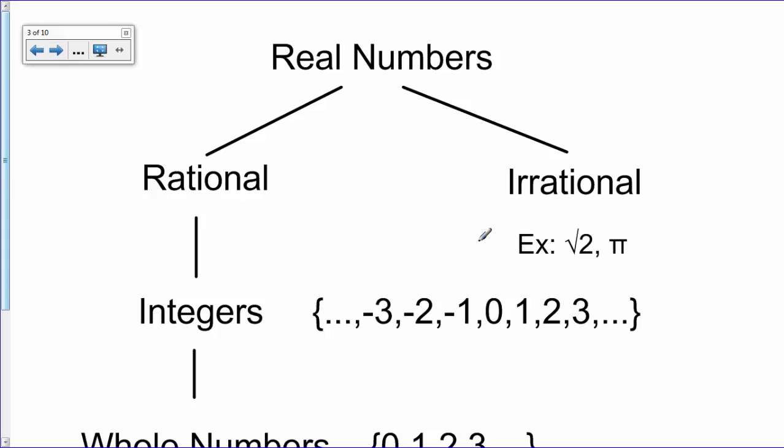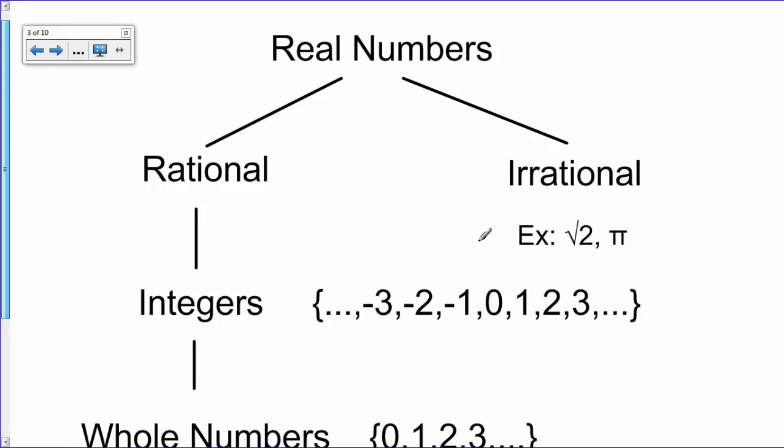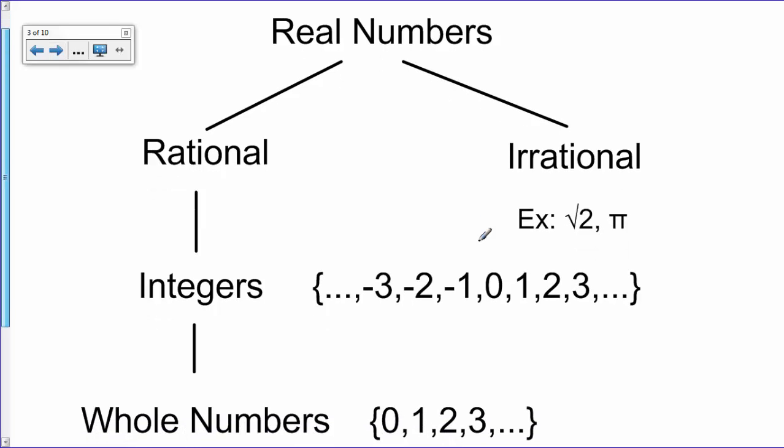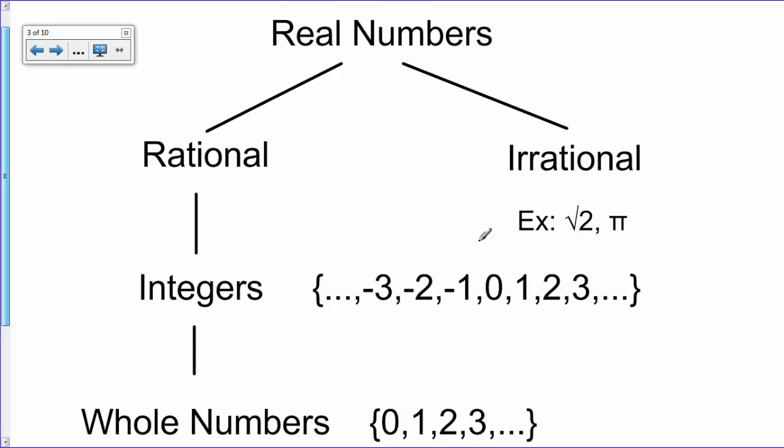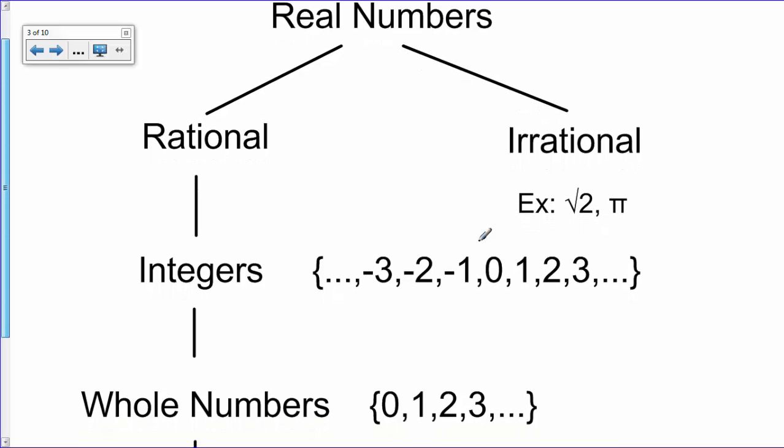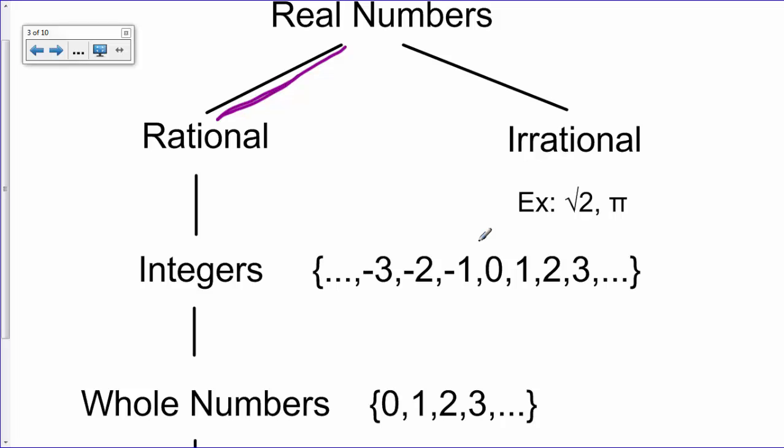Okay, so the real number system is what we are going to be working with this school year in Algebra 1. And in the real number system, it branches off into two different subgroups. One subgroup is the rational numbers, and the other subgroup is the irrational numbers. Okay? We'll talk about the irrational numbers first, because it is a group that doesn't have any subgroups to it.